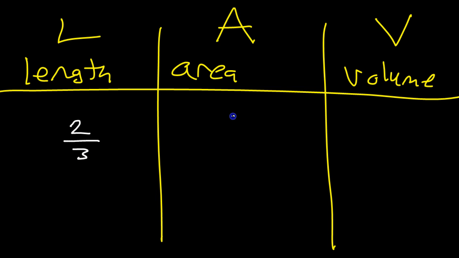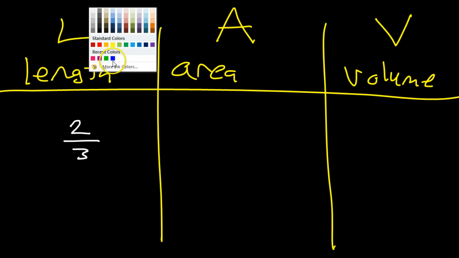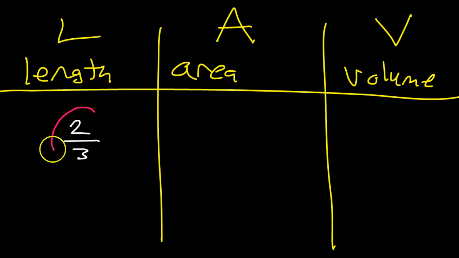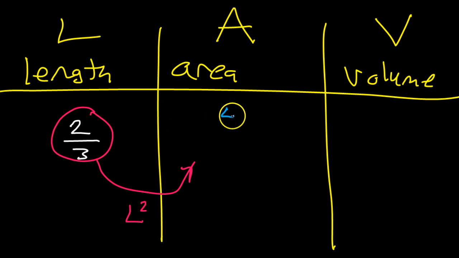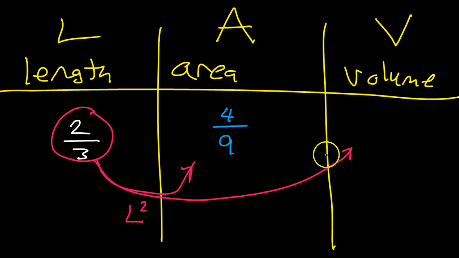Then the area scale factor, if you wanted to compare two areas, won't have a ratio of 2 to 3. Oh no. For area, you know how area is always units squared? Well, you have to take the length scale factor and square it. So that's going to be 4/9.